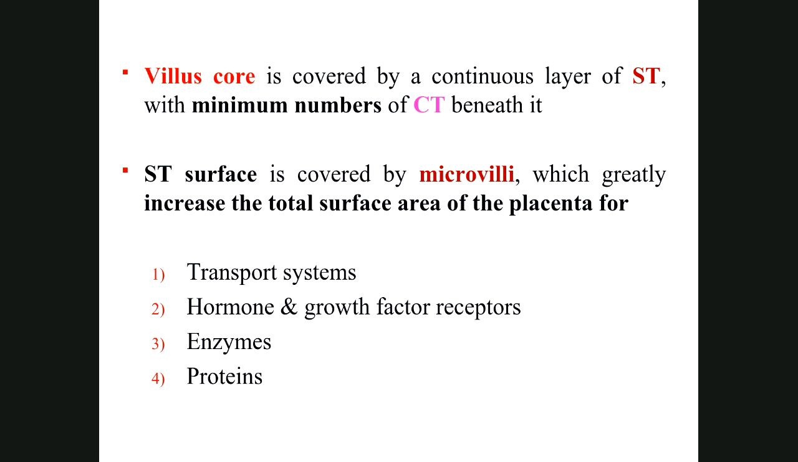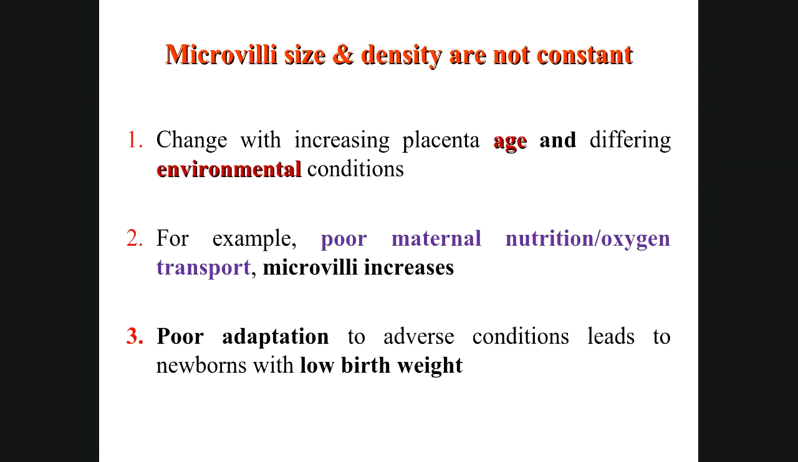Microvilli size and density are not constant; they change with increasing placental age and differing environmental conditions. For example, with poor maternal nutrition or oxygen transport, microvilli increase. Poor adaptation to adverse conditions can lead to newborns with low birth weight. So certain conditions, such as increasing age of the mother, along with different environmental conditions, can affect the villi, and that can affect the development of the placenta, resulting in low birth weight.